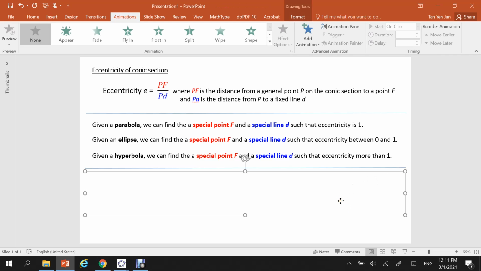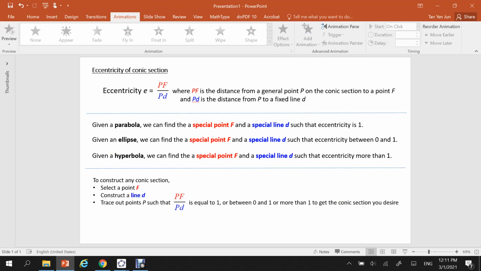So how do we go about doing that? If you want to construct a conic section, all you need to do is to find a point F on the Cartesian plane, as well as construct a line called D. All you need to do is just trace out all the points P such that PF divided by PD is equal to the eccentricity that you want.